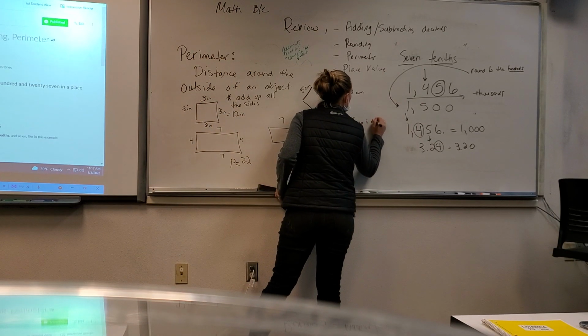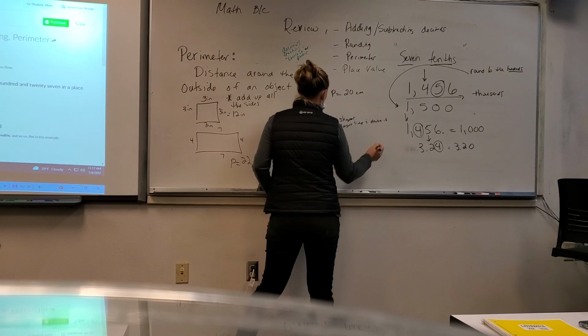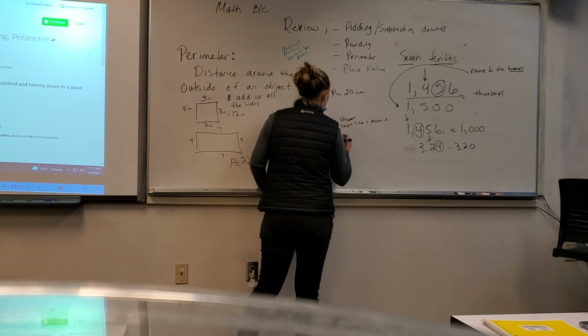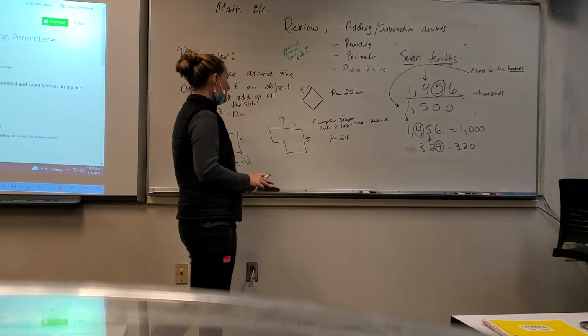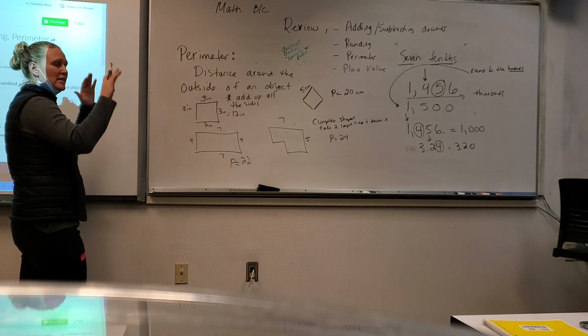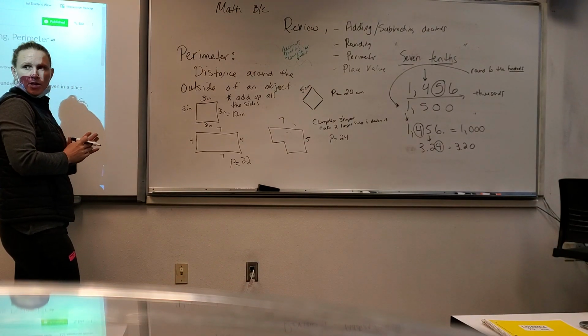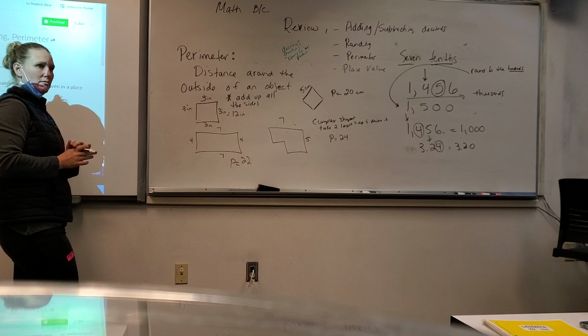And we'll go more into that later. So 12 plus 12 is 24, so perimeter equals 24. Okay, so perimeter is the distance around the outside of an object. We're just going to add up all the sides.